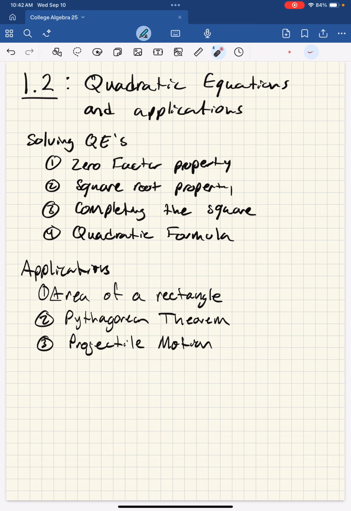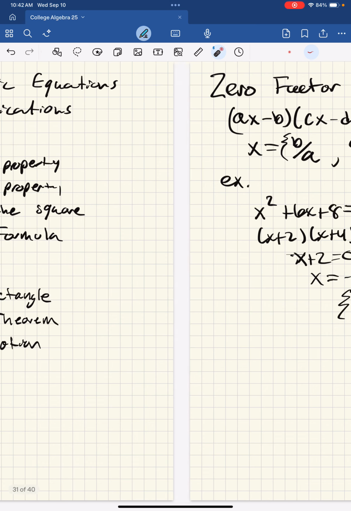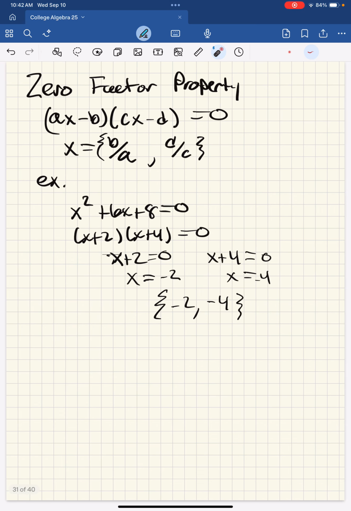Okay, 1.2 quadratic equations and applications. So first we have the zero factor property. Everyone's just going to refer to this as factoring. And what we need to know is that when we factor, if it's a quadratic, there will be two factors, not necessarily unique. We set each equal to 0, and those are the two solutions to the quadratic equation.